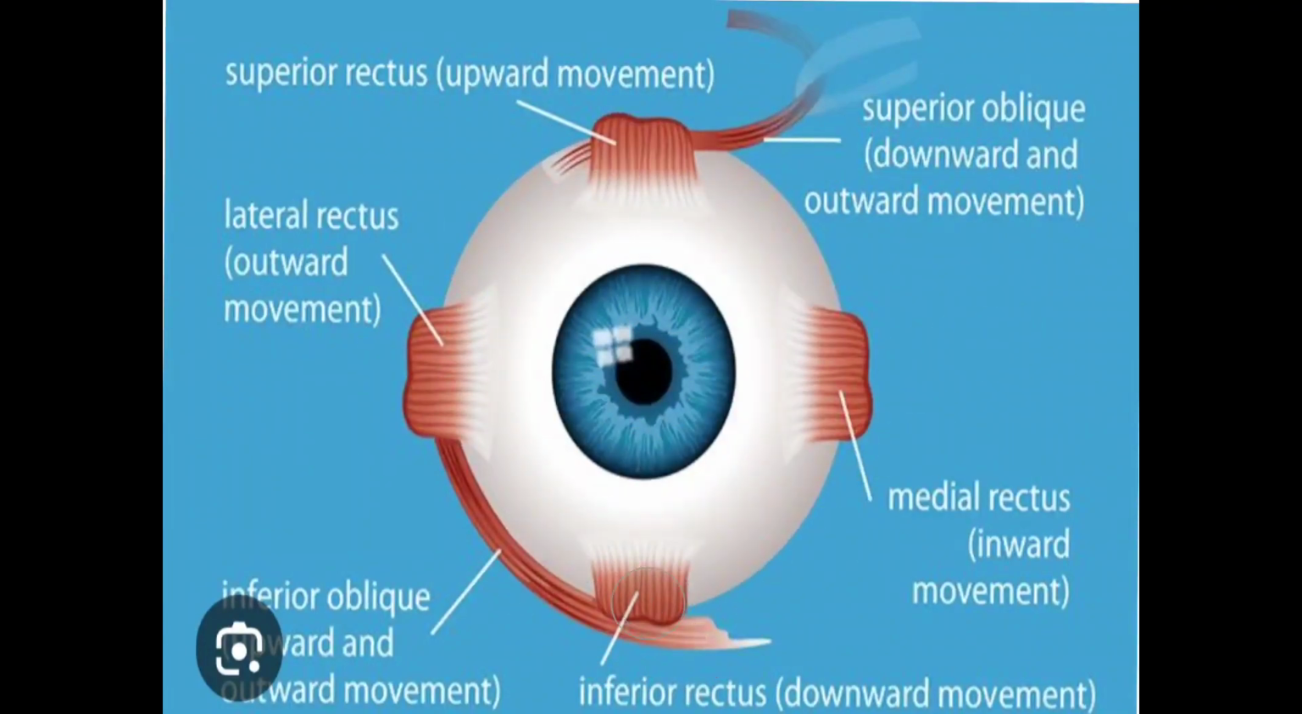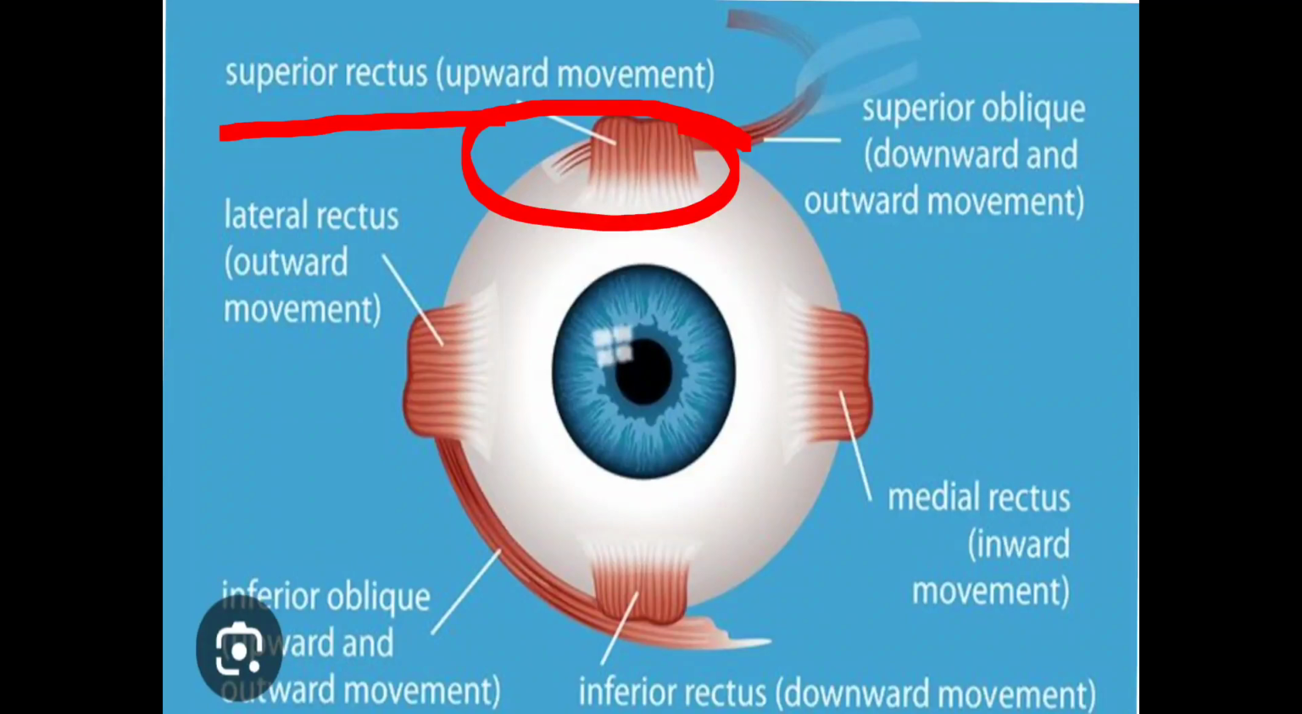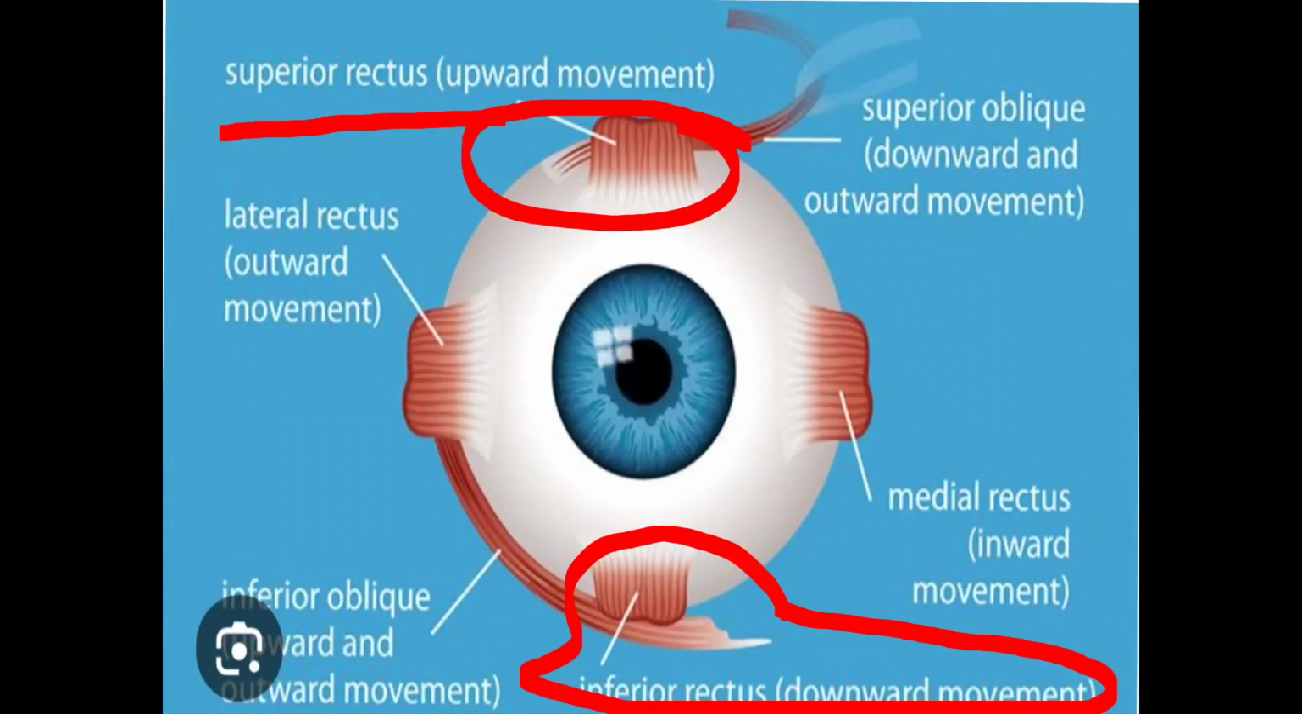Okay, so let's see one by one. Now first one is the superior rectus muscle. When our eyes are supposed to look in the upward direction, the superior rectus muscle will perform its function. When our eyes are supposed to look in the downward direction, then the inferior rectus muscle will perform its function.